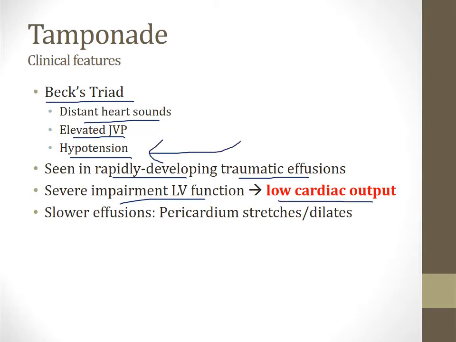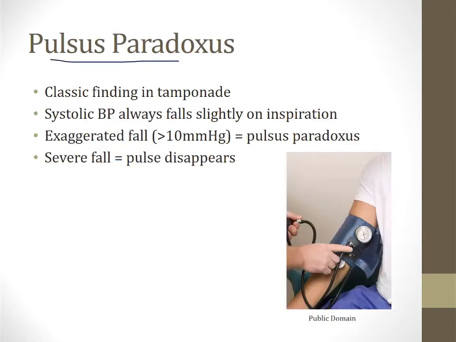In slower developing effusions, like the kind that develop in cancer patients, the pericardium has time to stretch and dilate, and therefore you usually do not see Beck's triad. Instead, you only see dyspnea and signs like distant heart sounds and elevated JVP. Pulsus paradoxus is a change in blood pressure that occurs in tamponade. It is a classic finding of tamponade.